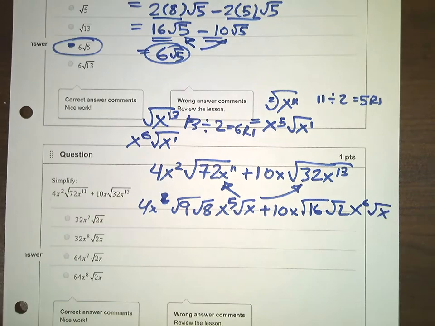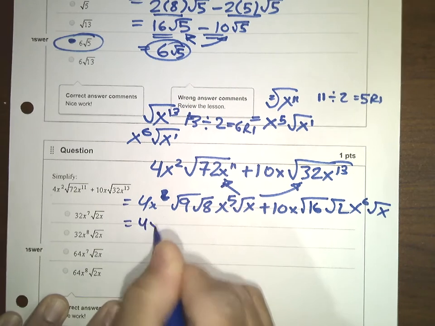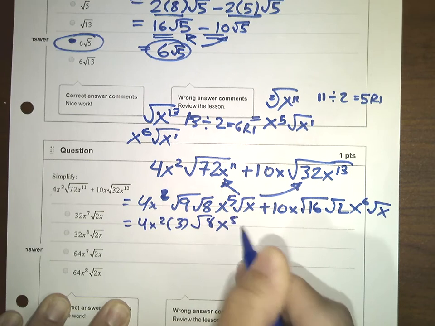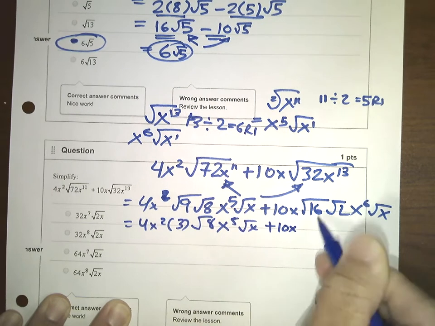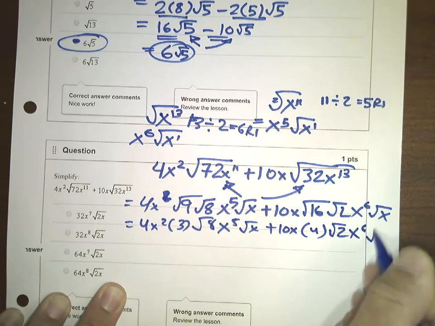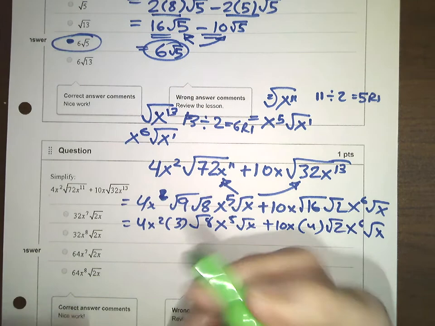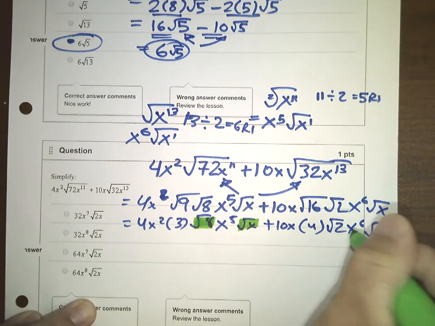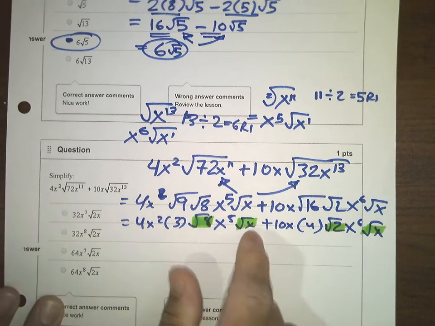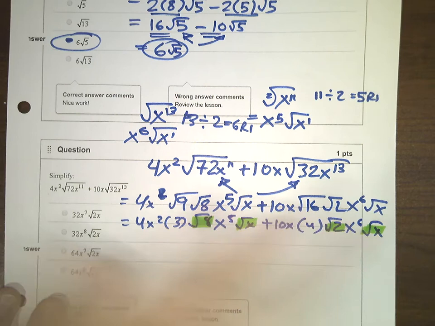Now, I know that the square root of 9 is going to be 3, so I have 4x squared times 3, then the square root of 8, and then x to the 5th square root of x, then plus 10x, square root of 16 is 4, so times 4, square root of 2, x to the 6th square root of x. And then I see here, and I might have maybe caught this sooner, but it doesn't matter because you can always fix this. You see that there's still square root of 8 and x under the square root in this term, and square root of 2 and x under the square root in this term.